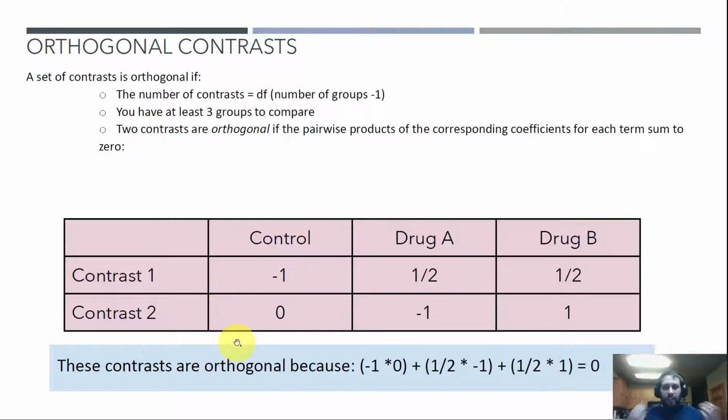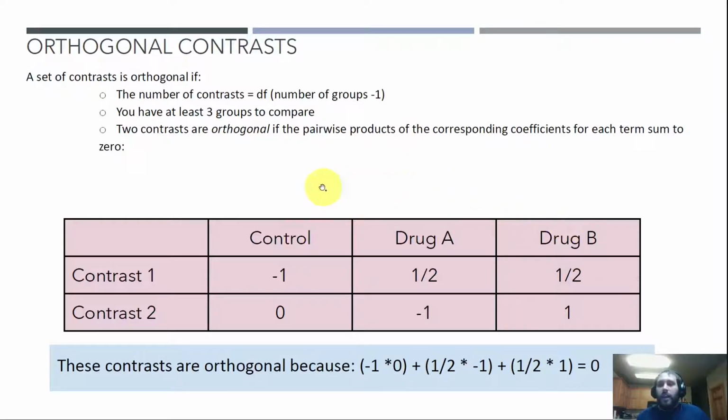So let's take our previous example. We're going to determine whether or not these contrasts are orthogonal. First, is the number of contrasts equal to the degrees of freedom? We have 3 groups, so the degrees of freedom is 2, and we have 2 contrasts. Yes, okay, we're on track. Do we have at least 3 groups to compare? Yes, we have the control group, drug A, and drug B.